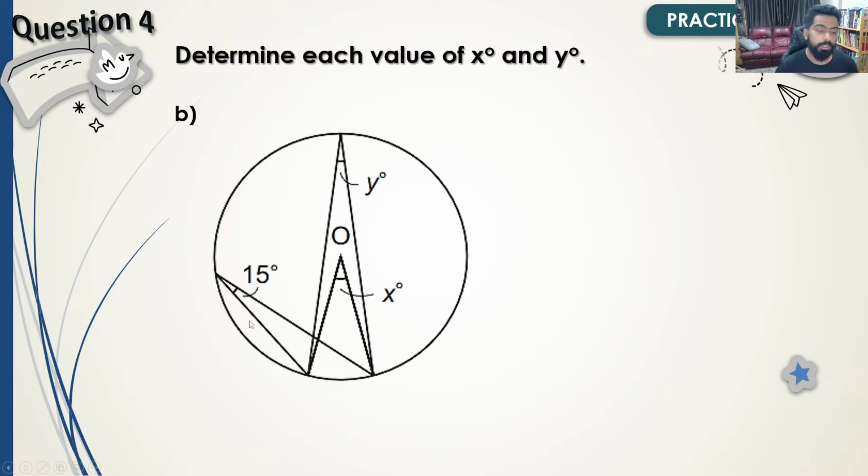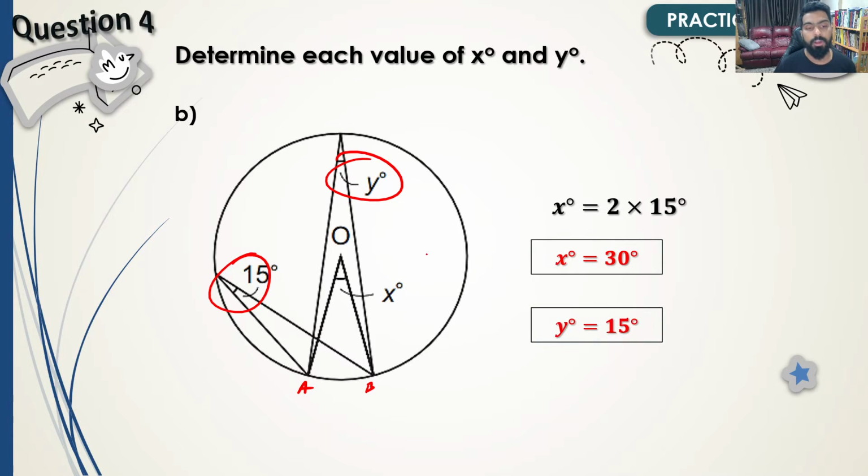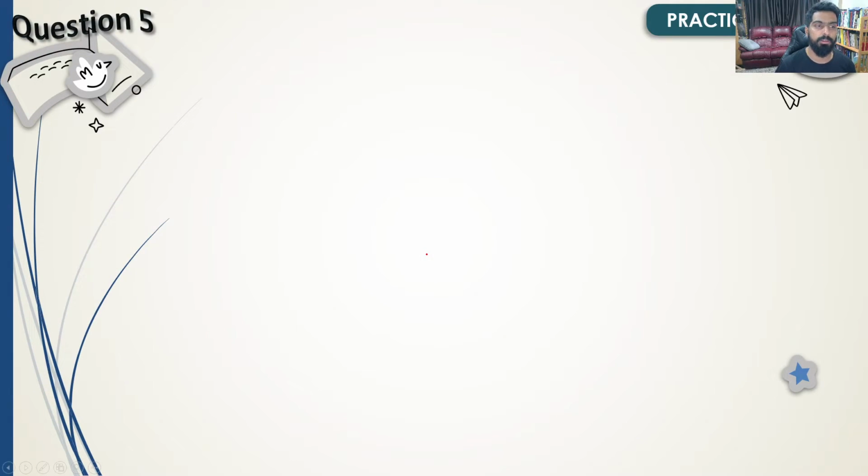Now here we go. Let's say I name these points A and B again. We know that this angle and this angle are inscribed angles, so angle Y will immediately be equal to 15 degrees, and angle X will be the central angle, which is twice the inscribed angle, so it will be 30 degrees.